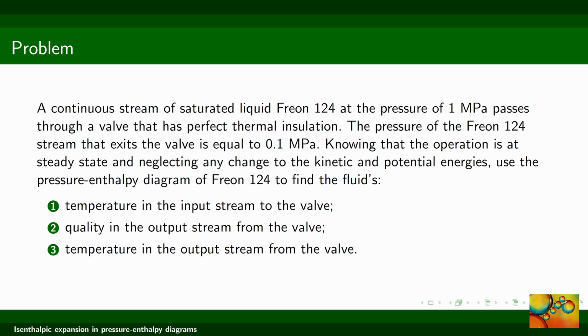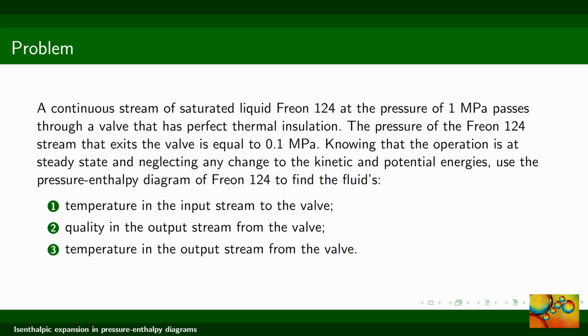Knowing that the operation is at steady state and neglecting any change to the kinetic and potential energies, use the pressure enthalpy diagram of Freon 134a to find the fluid's temperature in the input stream to the valve and quality and temperature in the output stream from the valve.